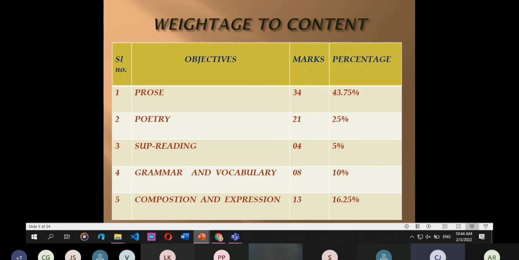Here in this slide you can observe that prose consists of 34 marks, 43.75%. Poetry 21 marks, 25%. Supplementary reading 4 marks, 5%. Then coming to the fourth, grammar and vocabulary, 8 marks, 10%. The last related to content, composition and expression, is 13 marks, 16.25%.